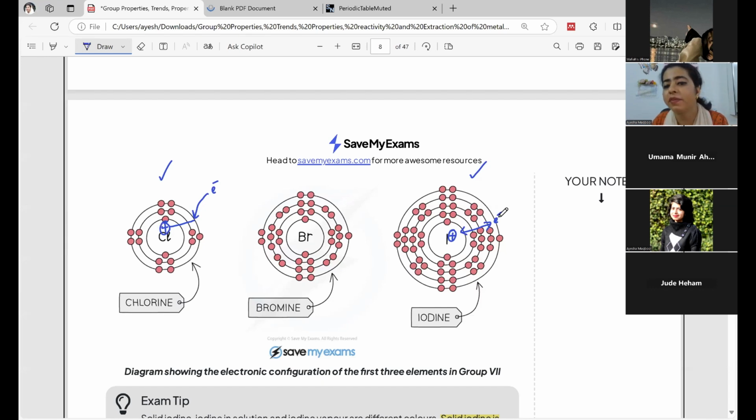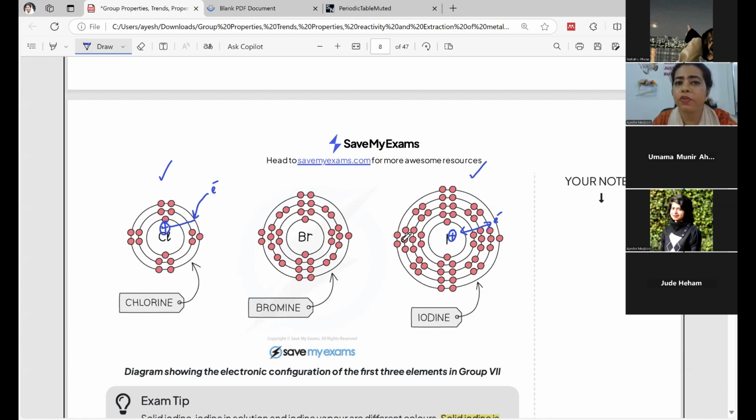And in case of the bigger size iodine, when we are trying to add one electron in the outer shell, there will be a little less attraction because it is away from the nucleus. More shells are in between. So moving down the group, size is getting bigger, electron addition will be a little harder, so reactivity of halogens, group 7, decreases down the group.